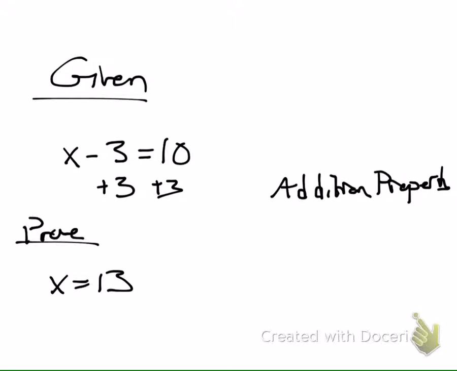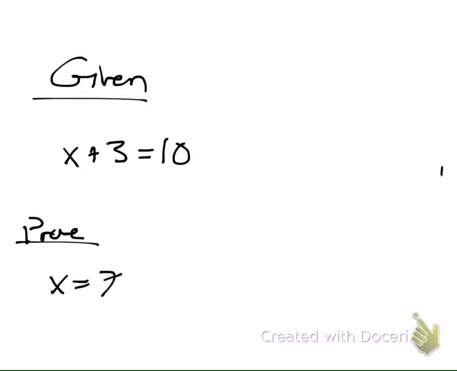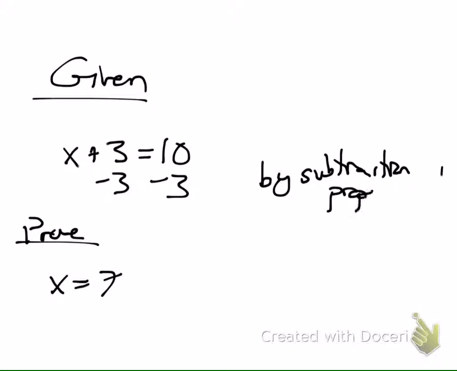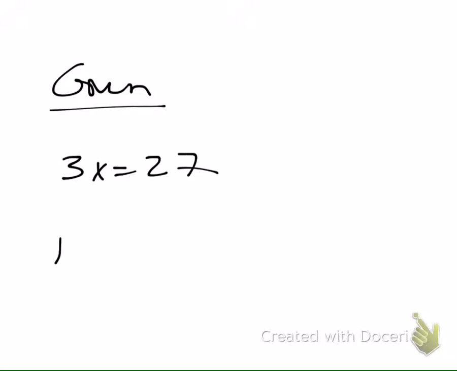And it's the exact same thing for, in this case, if I said prove x equals 7, you would subtract 3 from both sides. Okay? And that would be by the subtraction property. The subtraction property says you can add or subtract the same thing from both sides of the equal sign. We've been doing that stuff for a long time. Right? Then we had, if I gave you 3x equals 27, and I want you to prove that x equals 9, what are you going to do to both sides here to solve for x?